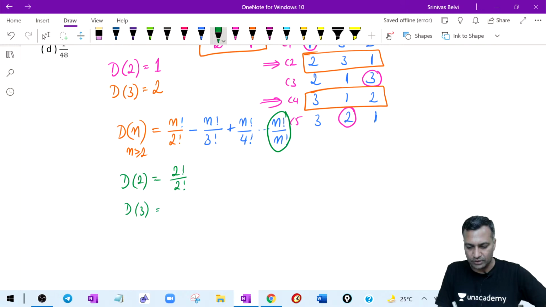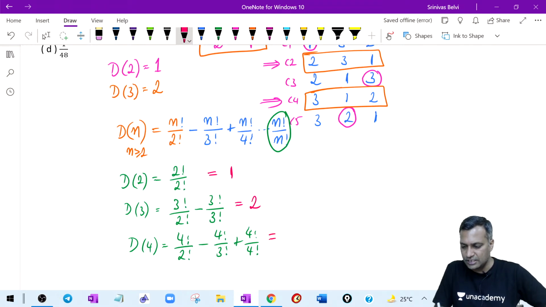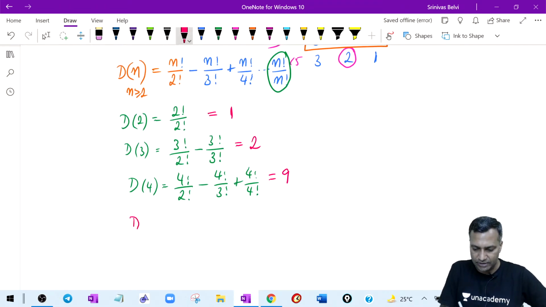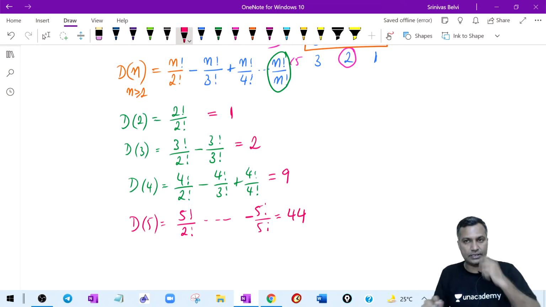What is dearrangement for 3? 3 factorial divided by 2 factorial minus 3 factorial divided by 3 factorial. Dearrangement for 4: 4 factorial by 2 factorial minus 4 factorial by 3 factorial plus 4 factorial by 4 factorial, and stop. So if you count them, this value is 1, this value is 2, this value becomes 9, and similarly dearrangement for 5, that is 5 factorial by 2 factorial, and so on up to minus 5 factorial by 5 factorial, that would become 44.